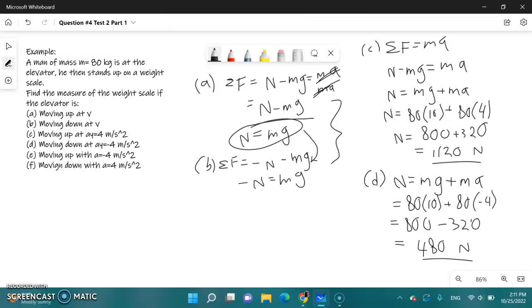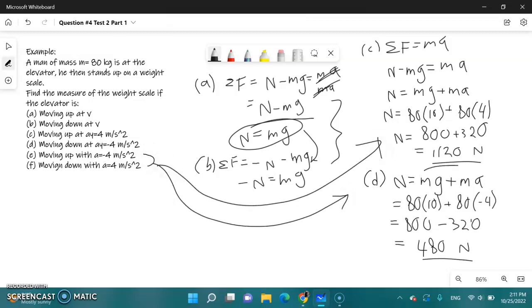And then for these two problems, we would get the same result. We would just apply the same thing, and we would end up with these same forces.